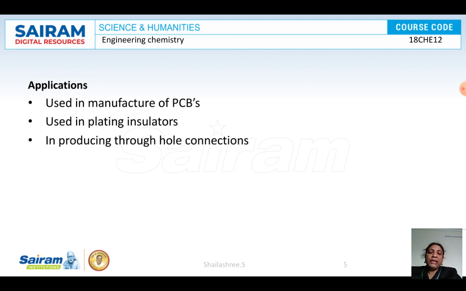The applications of electroless plating of copper are in the manufacture of PCBs, printed circuit boards, in plating insulators, and also in producing through-hole connections. An important application of electroless copper plating is in printed circuit boards. In double-sided multilayer boards where plating through holes is required, the electroless technique is one of the best methods since the holes cannot be electroplated.